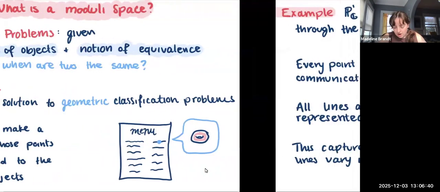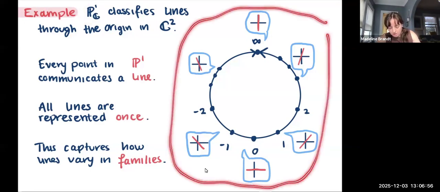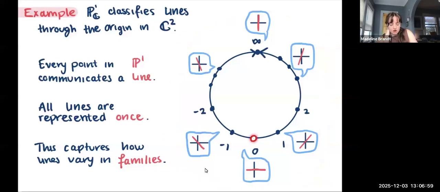So maybe the familiar example is of P1. P1 over C classifies lines through the origin in the complex plane. Over here, I have a cartoon of how it might look. There's a point that I've labeled 0 that corresponds to a line with slope 0 in the complex plane. Going around this direction, the line gets steeper and steeper, positive slope. Going around in this direction, it gets steeper and steeper, negative slope. And over here, they meet up when you have a vertical line through the origin.